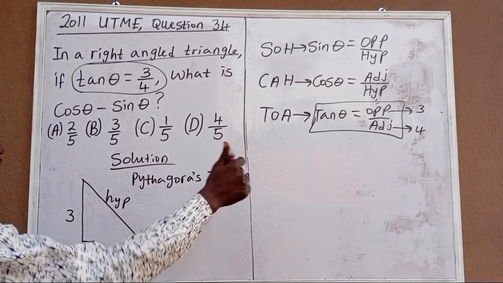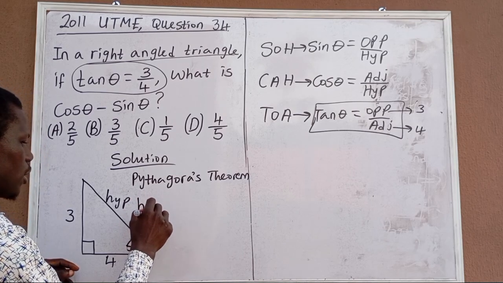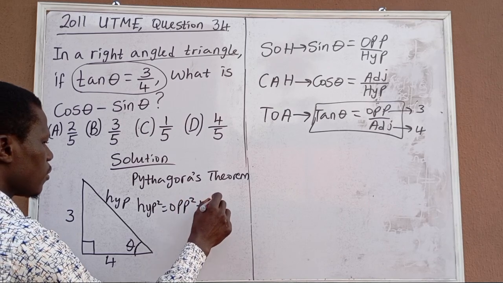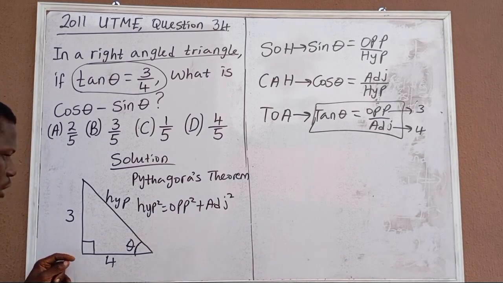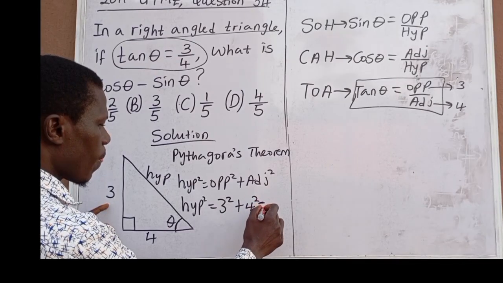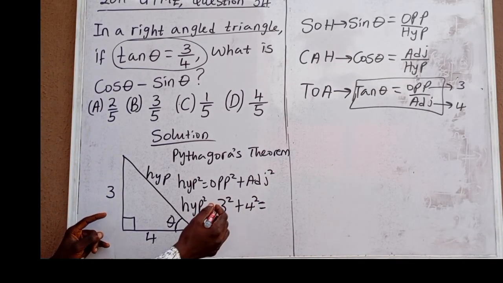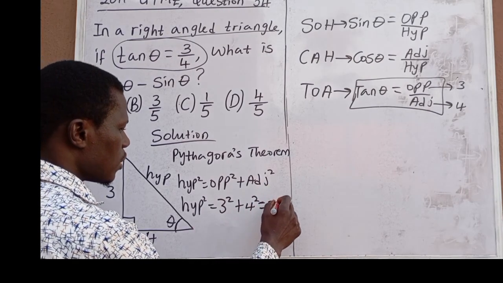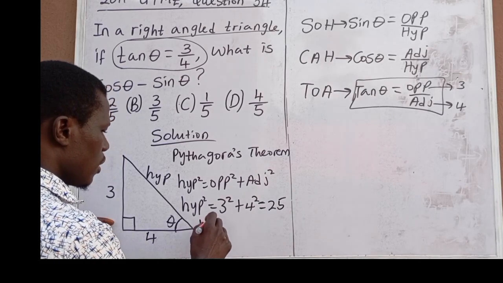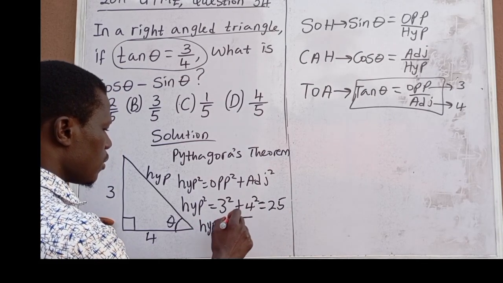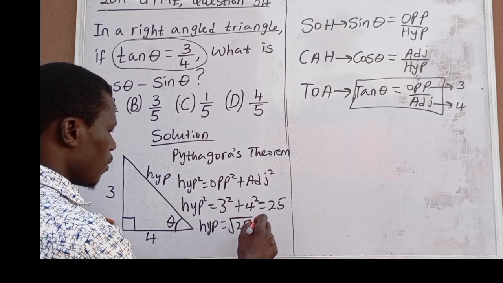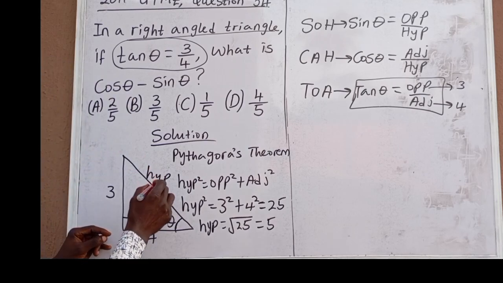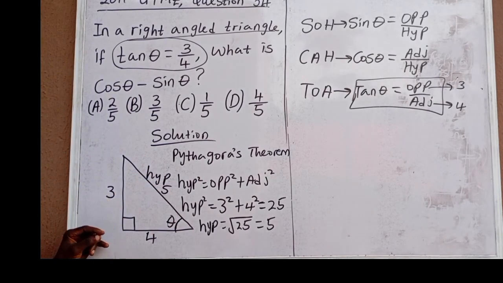So in the Pythagoras theorem, we have that hypotenuse squared equals opposite squared plus adjacent squared. And when you add this, that is 9 plus 16, of course, that gives you 25. So the actual value for the hypotenuse is square root of 25, which of course is 5. So this hypotenuse now is 5, and that makes our work easier.